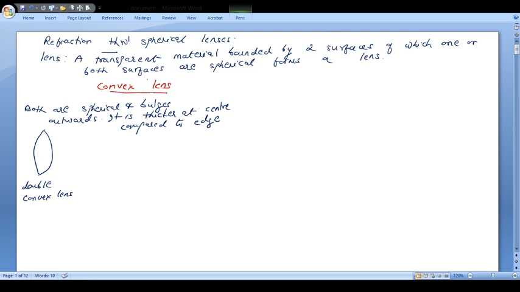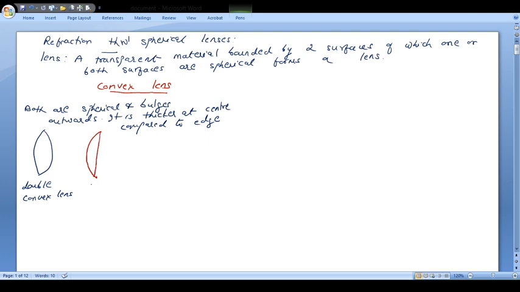Now, you can have another type of lens also. What does the definition say? A transparent material bounded by two surfaces of which one or both surfaces are spherical. Here you find both the surfaces are spherical. You can have a surface like this also: one is spherical and another is plane. One like this can also be possible.